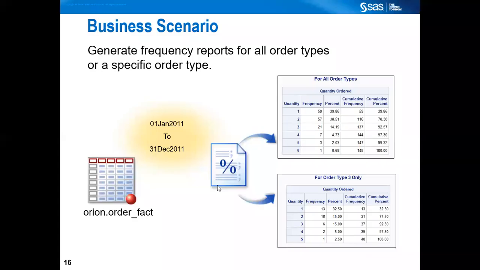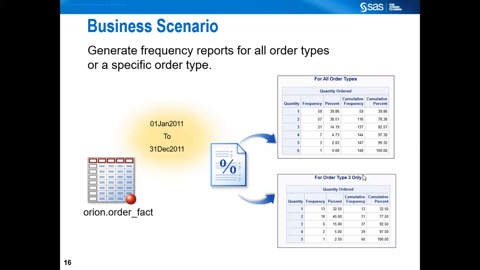So our next business scenario is to create frequency reports for all order types or a specific order type. Now we want the order type column on which the frequency has to be generated. So order type, we know it's retail, catalog order or internet type of orders, right? We have three types of order type, correct? So this is the all order type frequency report.